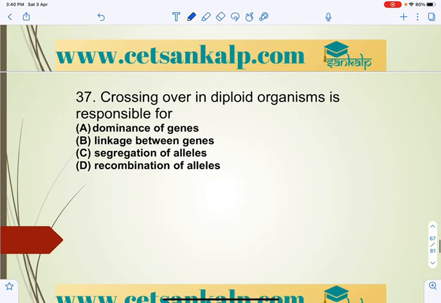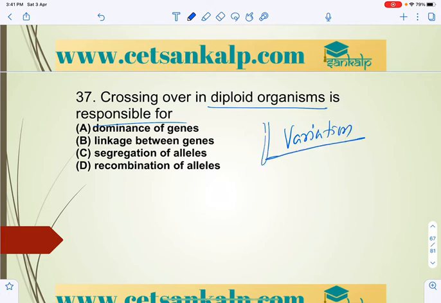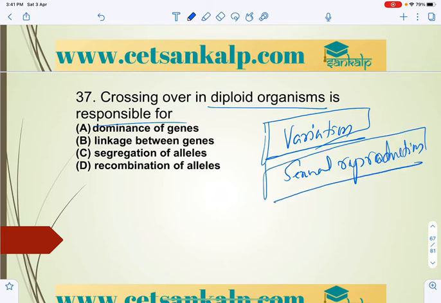And crossing over in diploid organisms is responsible for, as I just mentioned, the exchange of genetic material which leads to variation. The process which leads to variation is sexual reproduction, where during gamete formation crossing over takes place, which leads to the formation of recombinants.